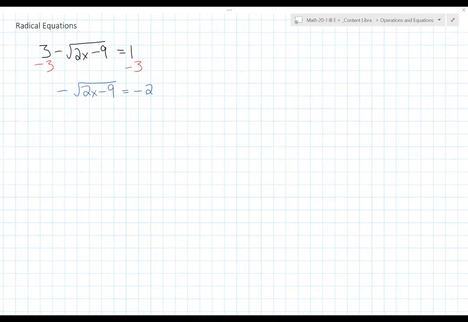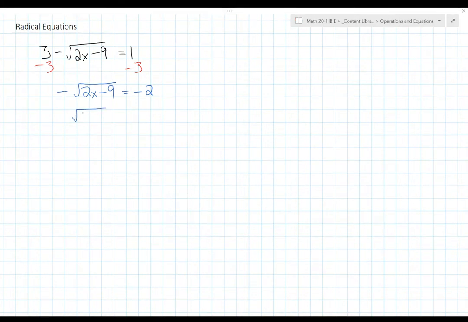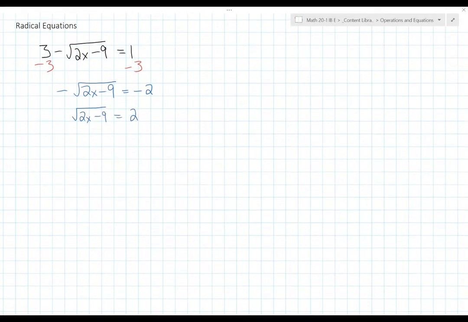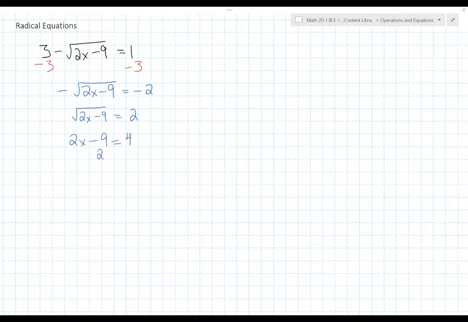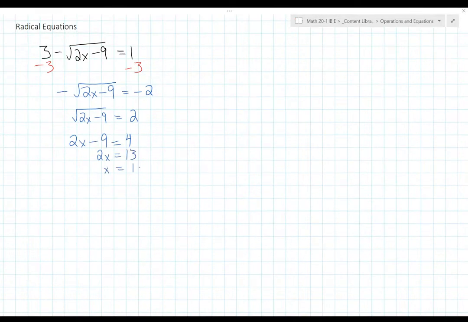Now I don't need to get rid of the negative on both sides. I can square it either way, but I do want to think about the fact that this is the same thing as square root of 2x minus 9 equals positive 2. So in either case, I square both sides, and I get 2x minus 9 equals 4, which when I then go about solving it, 2x equals 13. x equals 13 over 2.